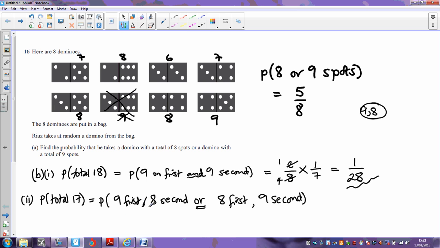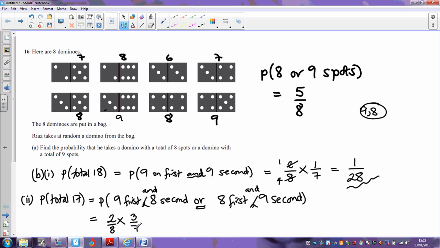Now 9 first, so I should here have written "and", so it could be a 9 first and an 8 second, or an 8 first and a 9 second, because that's important for whether to multiply or add. Now the probability of getting a 9 first, there are 2 of them out of a possible 8, and I'm going to multiply that by getting an 8 second. Well, we've got 1, 2, 3 8s, but I've got to be careful because if I've chosen a 9, I've only actually got 1, 2, 3, 4, 5, 6, 7 left.